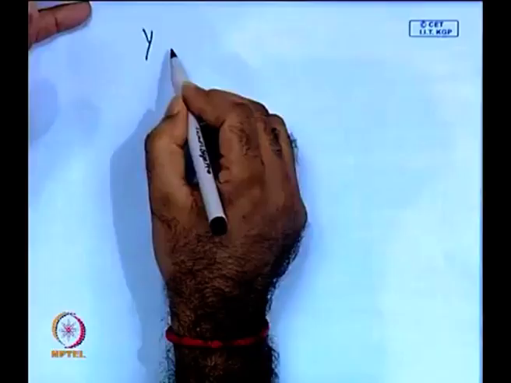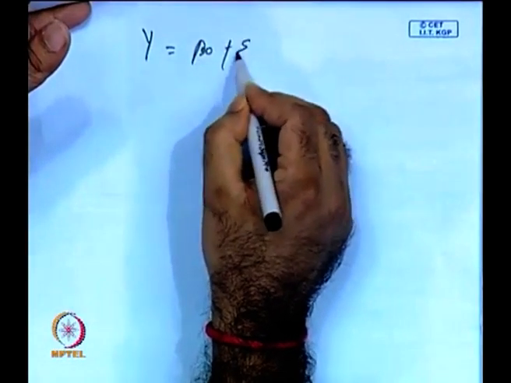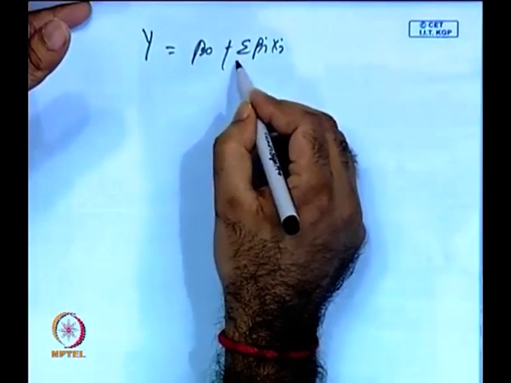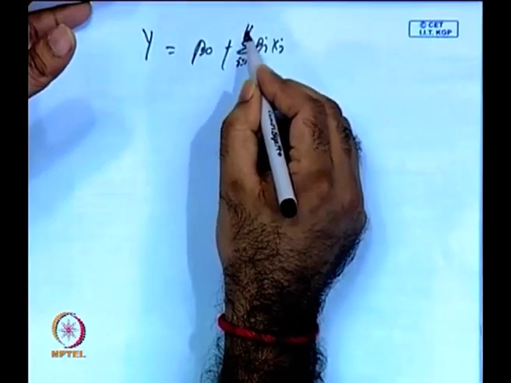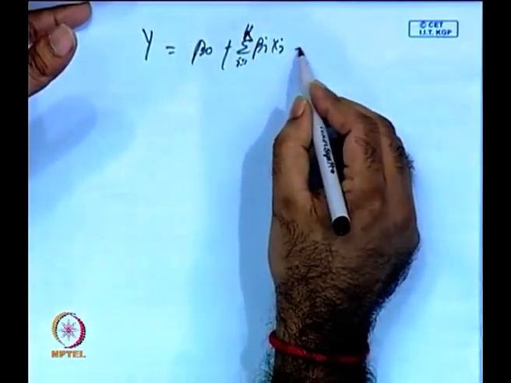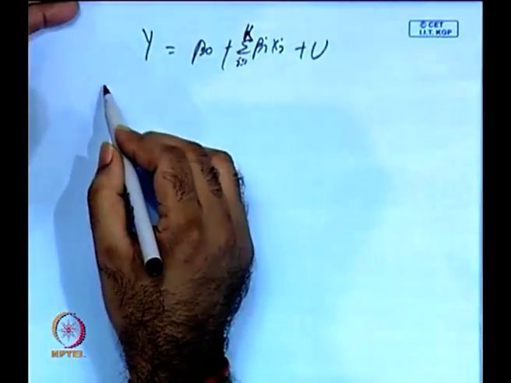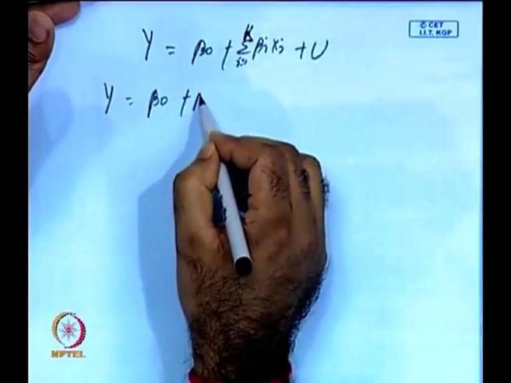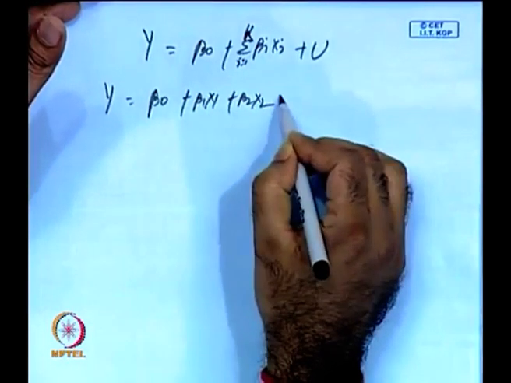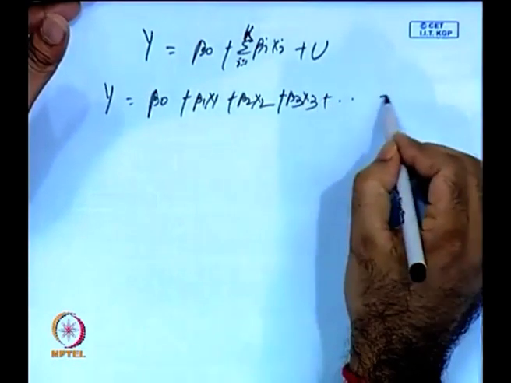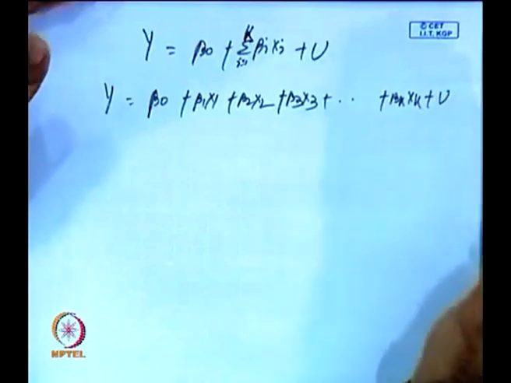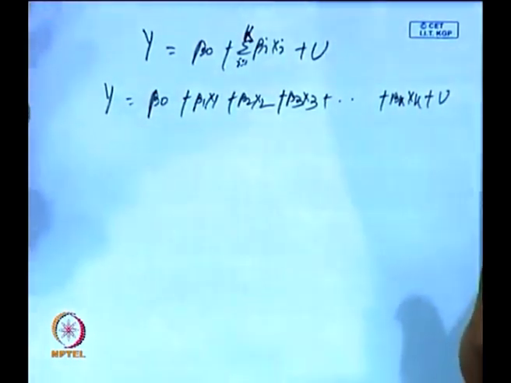Before we proceed to discuss the details of multivariate econometric modeling, I would like to represent the basic framework: y equals beta 0 plus summation beta i xi, i equal to 1 to n. In fact, in this particular case it is equal to k, then plus u. This is the starting point of multivariate analysis. We will simplify this: y equals beta 0 plus beta 1 x1 plus beta 2 x2 plus beta 3 x3 up to beta k xk plus u. This is the basic format of multivariate modeling.